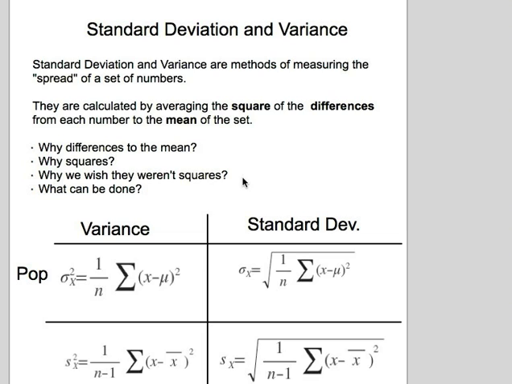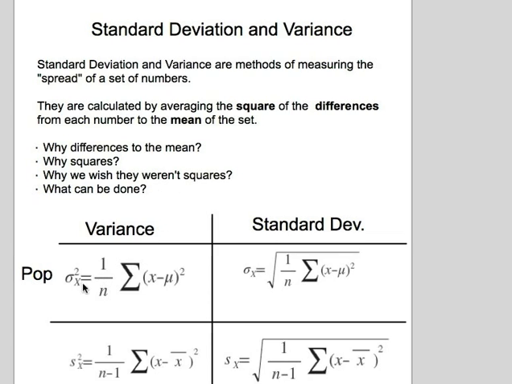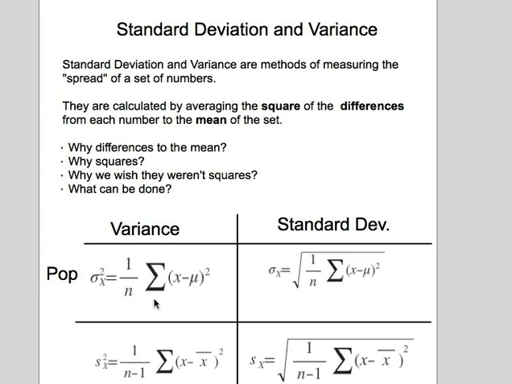So we wish there weren't squares. How can we handle that? Well, we can take the square root after we're done with our averaging process. That's what can be done. Variance is when we don't take the square root, and the downside about variance is that it doesn't have the same units as what we were measuring before. Standard deviation does have the same units, but we have to compute it with a square root. And so that's not quite as nice.